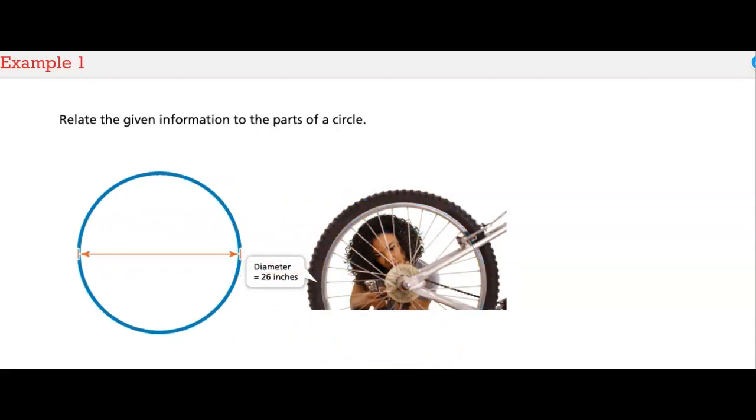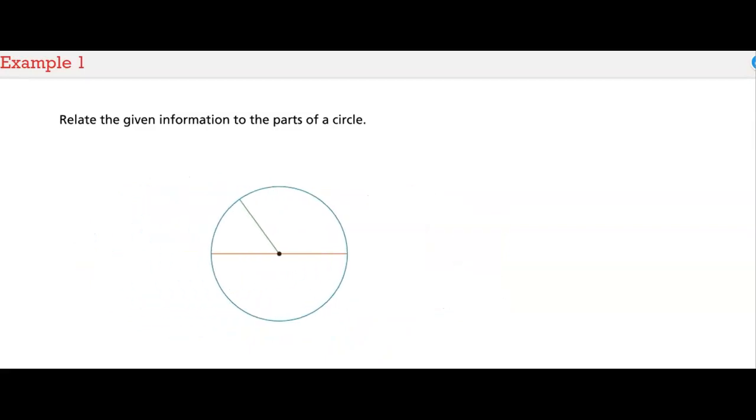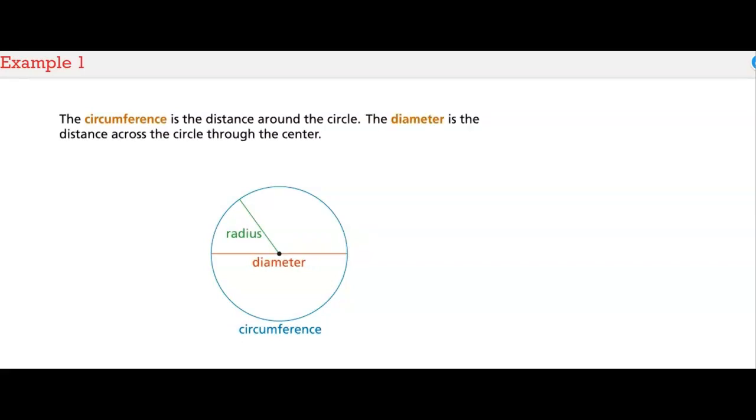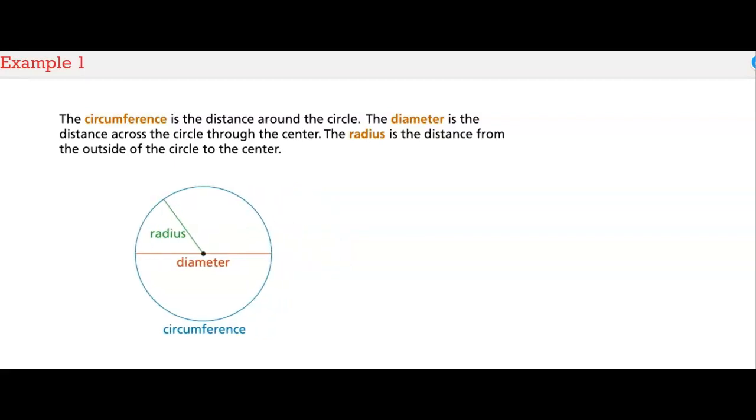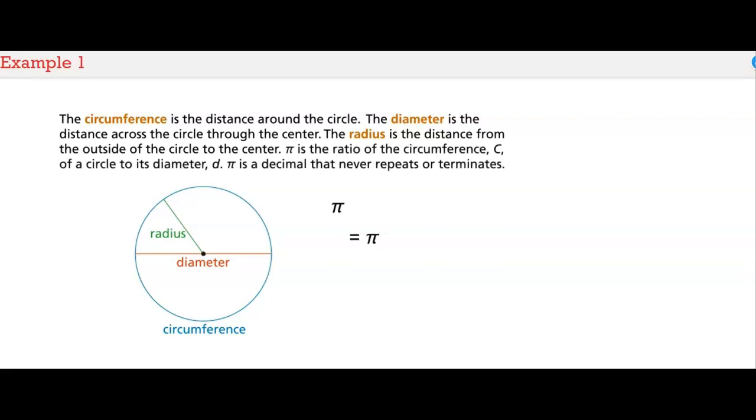Begin by relating the given information to the parts of a circle. The circumference is the distance around the circle. The diameter is the distance across the circle through the center. The radius is the distance from the outside of the circle to the center. The circumference is related to the diameter by a constant ratio. We use the Greek letter pi to represent this ratio. Pi is the ratio of the circumference c of a circle to its diameter d.